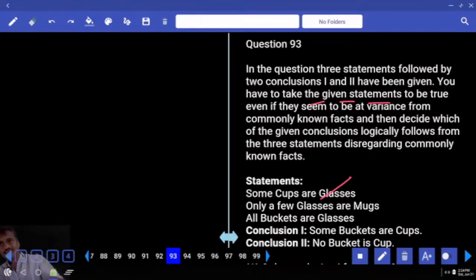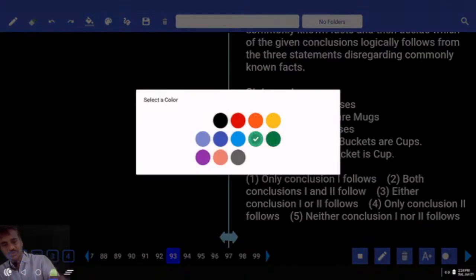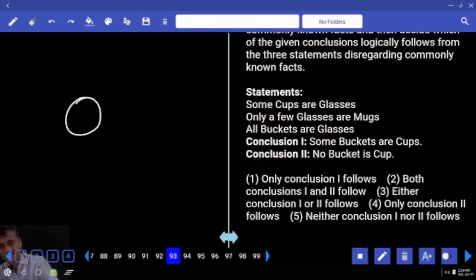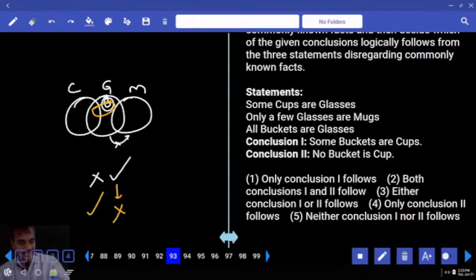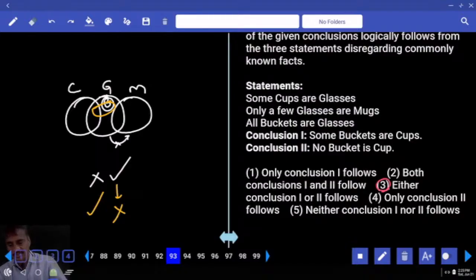Then 93 to 95, first or the second. First priority in syllogisms. Now here, some cups are glasses. Now these are the cups that are glasses, cup and a glass. And only a few glasses are marked. Some glasses are marked, but not all. And all buckets are glasses. Now these are the buckets that are glasses. Then some buckets are cups, that is false. No bucket is a cup is true. Now to make the conclusion false, then some buckets are, possible or not possible? Now this is false, then this will be true. Then either 1 or 2, choice 3, question number 93.